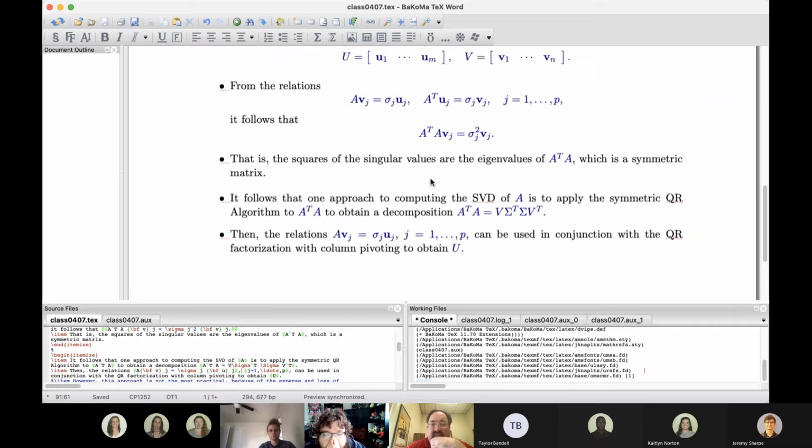Okay, but in any case, if we just do symmetric QR algorithms, so what we saw last time on A transpose A, that gives us sigma and V, and multiplying columns of V by A gives us the columns of U.